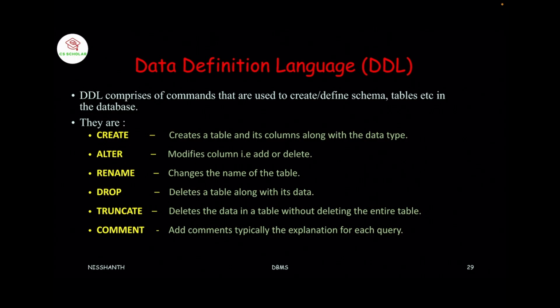Truncate command. The truncate command is used to remove the data in a table without deleting the table itself. For example, you can delete records in the table while keeping the entire table's architecture the same. But in drop, you are deleting the entire table. So one should know the difference between drop and truncate.